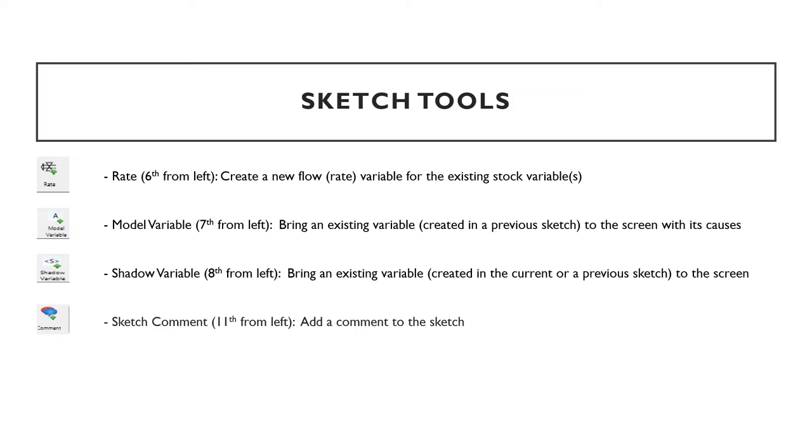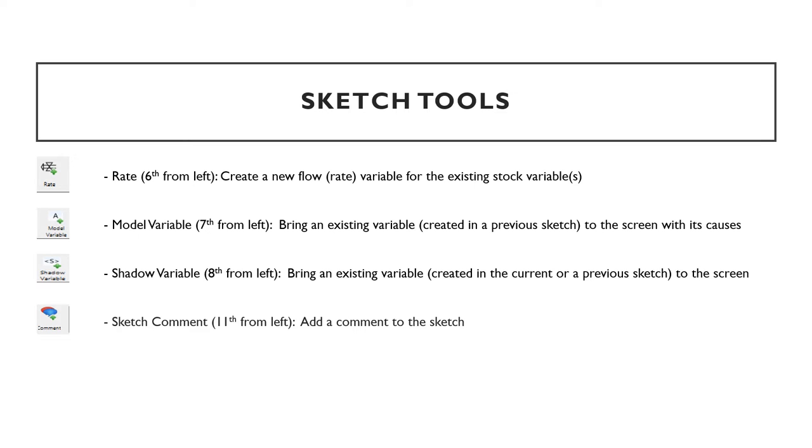Move the cursor to the inside of the stock variable and click again. For an outflow, click the inside of the stock variable first. Move the cursor to the place you want the flow to end and click again. After that, enter the name of the flow.